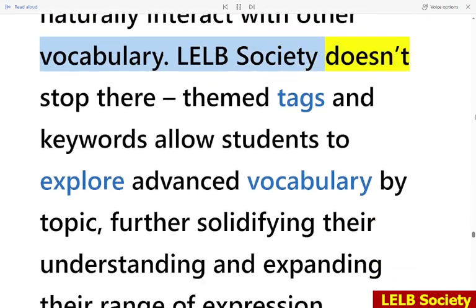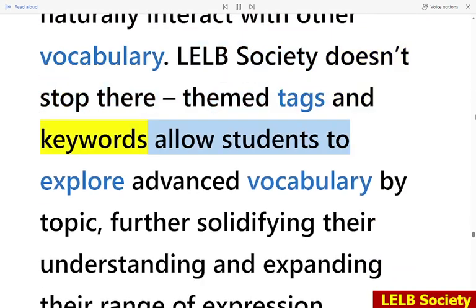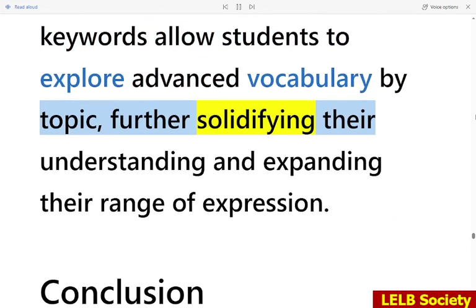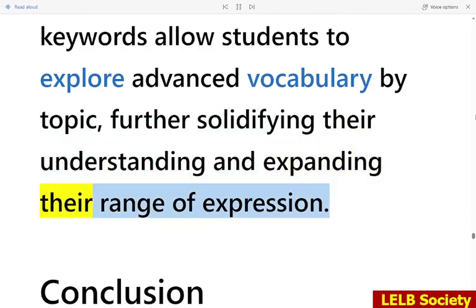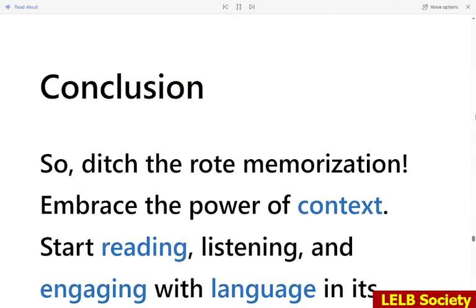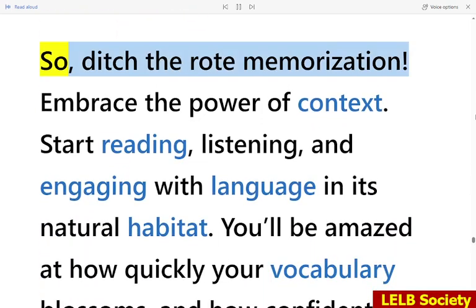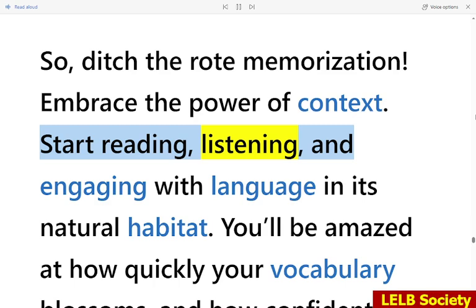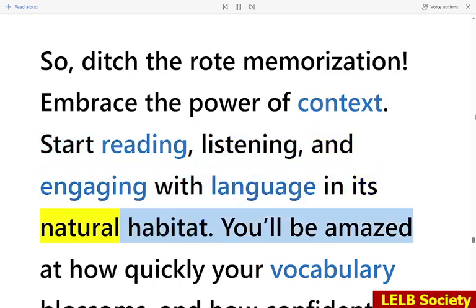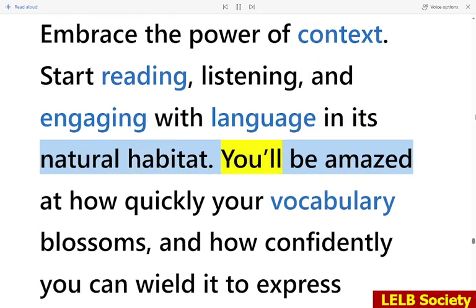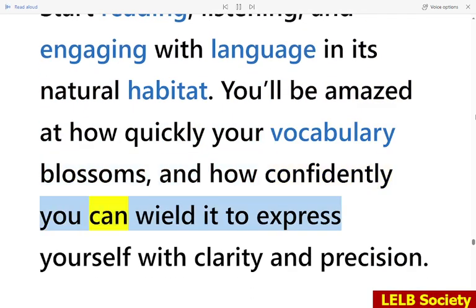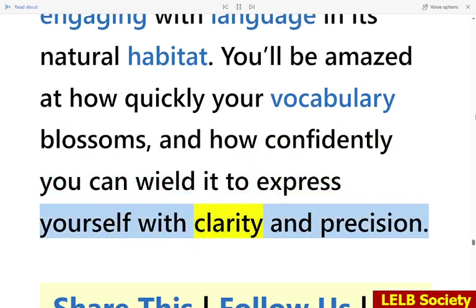LELB Society doesn't stop there. Themed tags and keywords allow students to explore advanced vocabulary by topic, further solidifying their understanding and expanding their range of expression. Conclusion. So, ditch the rote memorization. Embrace the power of context. Start reading, listening, and engaging with language in its natural habitat. You'll be amazed at how quickly your vocabulary blossoms, and how confidently you can wield it to express yourself with clarity and precision.